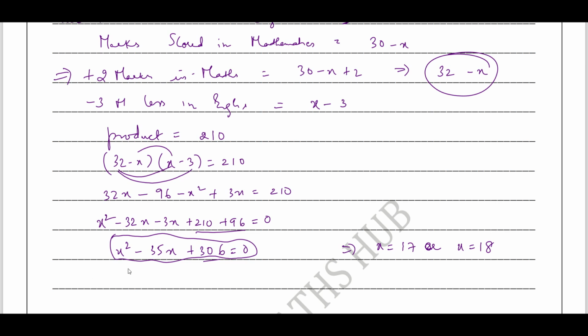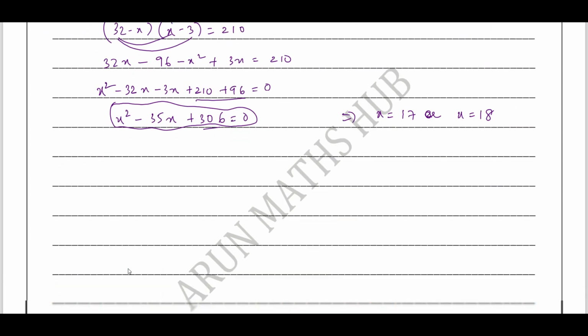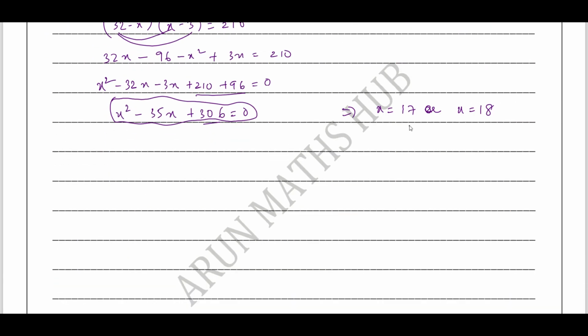Now the marks scored in English, if it is 17, that is English marks equals 17, maths marks will be 30 minus 17 will be 13, or English marks is 18, that is 18. The marks scored in mathematics will be 12.